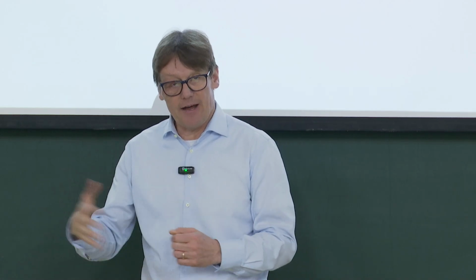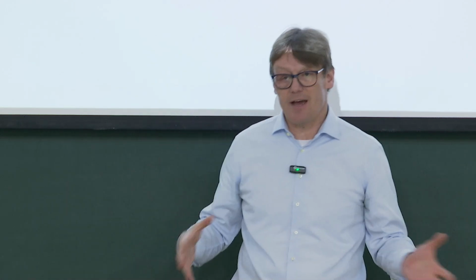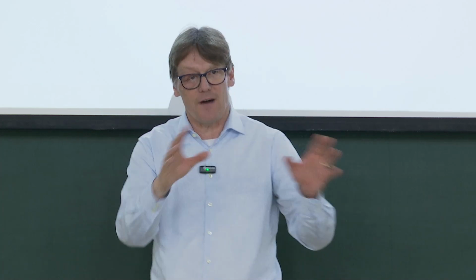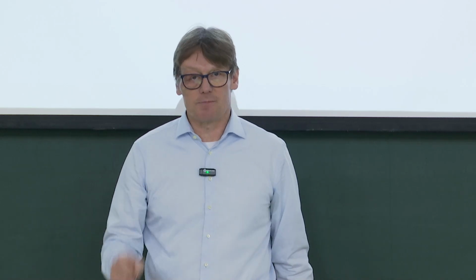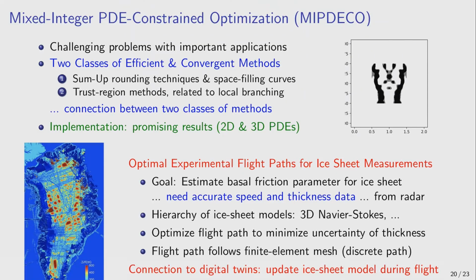So instead, there are these trust region methods, which also have some convergence analysis in functional spaces. And that would be a whole talk to tell you how to do this. And we've looked at connections between these two methods. There's a lot more to be done.